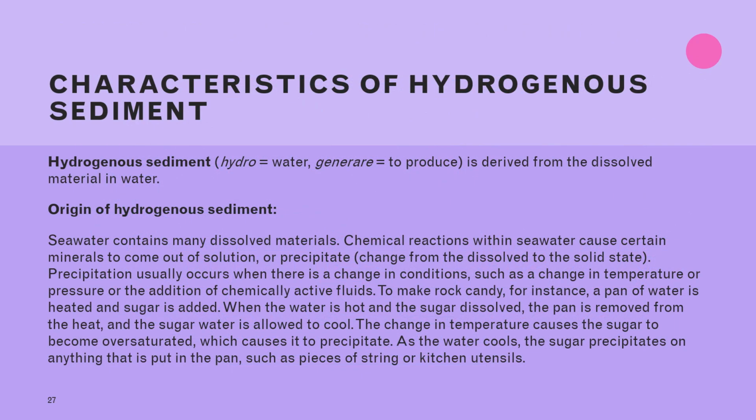Now let's talk about hydrogenous sediment. Hydro means water, generates means to produce, so it is derived from the dissolved material in water. So what is the origin of hydrogenous sediment? Seawater contains many dissolved materials. So chemical reactions within seawater cause certain minerals to come out of the solution or precipitate.